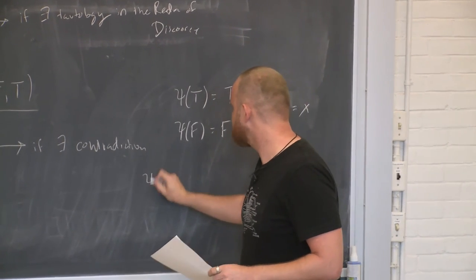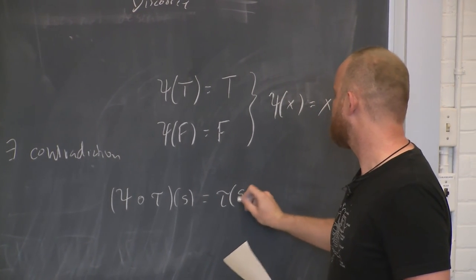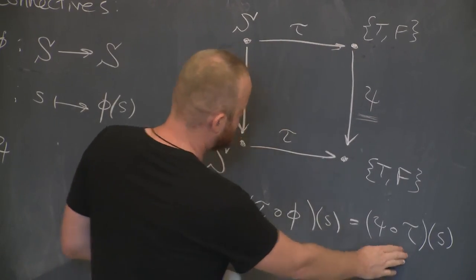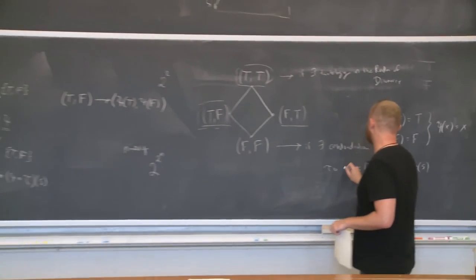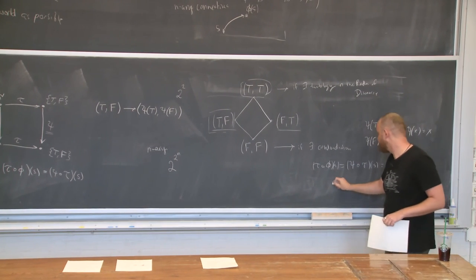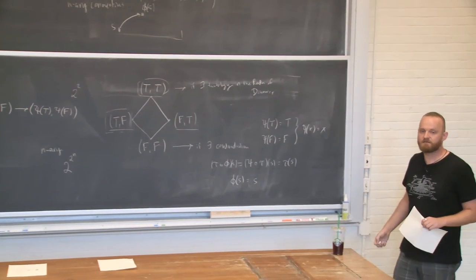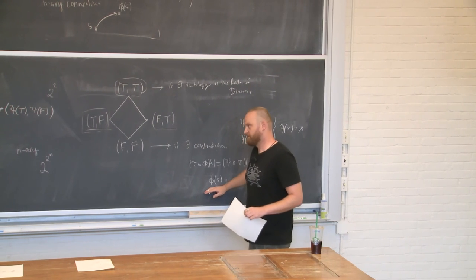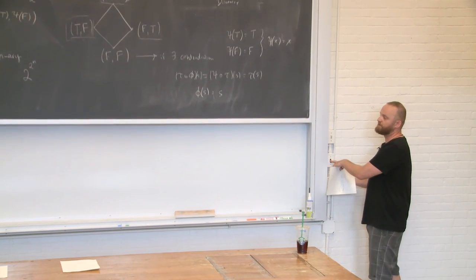So psi acting on the truth value of a statement, s, is equal to the truth value of that statement. Now, we could use the definition of consistency here so that psi composed with tau is equal to tau composed with the logical connective, tau composed with phi of s. So we see from here that the logical connective applied to s is s itself. That basically means that this logical connective is the one that does nothing. It just gets you back the exact same statement as before. So this is an uninteresting identity logical connective. It does nothing to your statements.